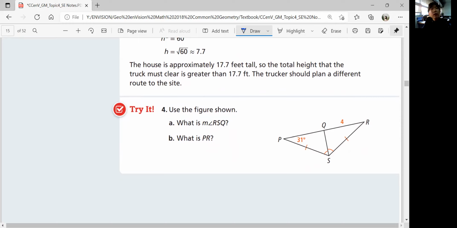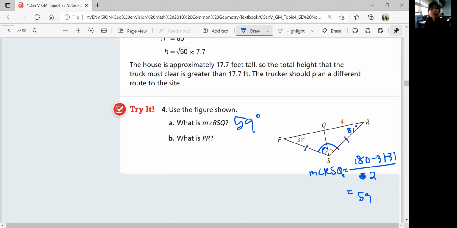Okay, the measure of angle RSQ should be the same as this angle, but we know this is an isosceles triangle because these two sides are congruent, so that's also 31. And so 180 minus 31 is equal to the whole angle, right? And then you divide it by 2 to get angle RSQ. Okay, so that is 59 degrees.